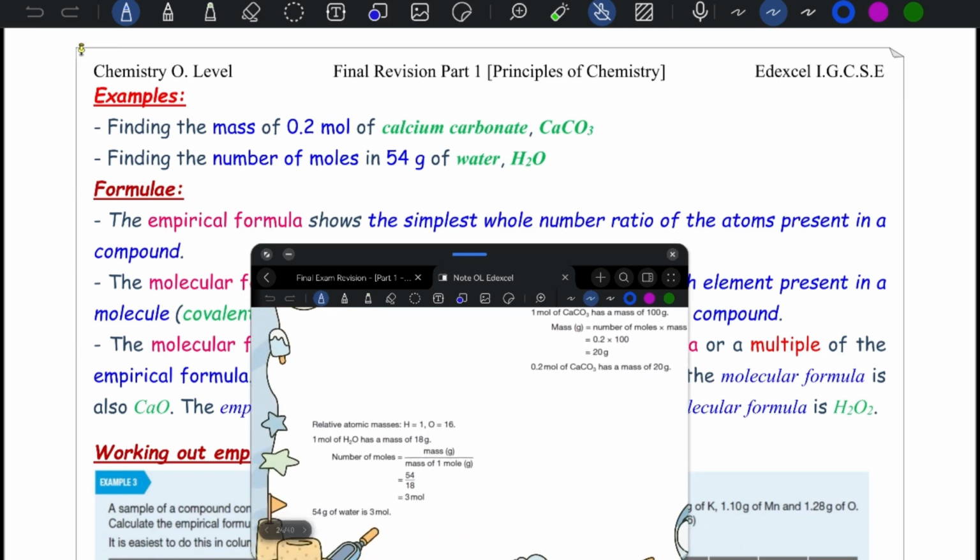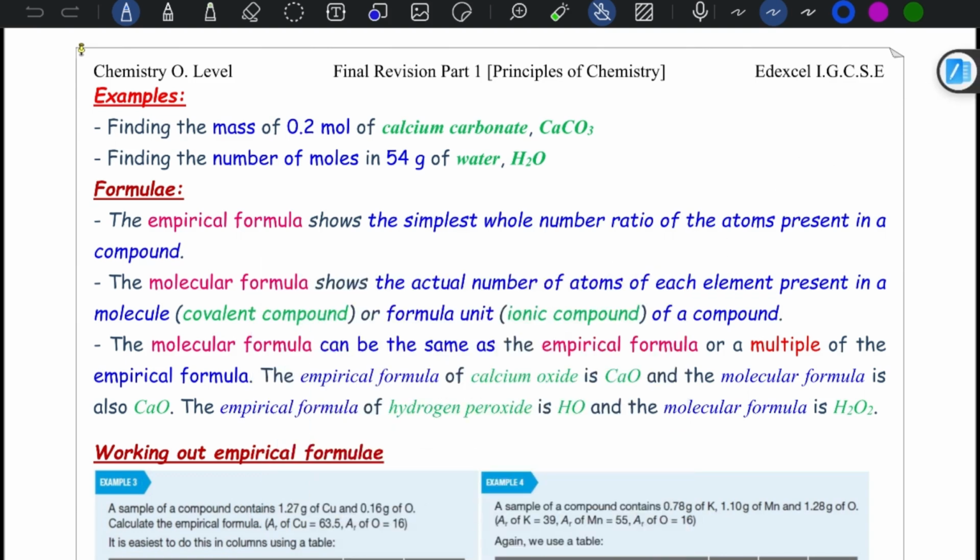The other one: find the number of moles in 54 gram of water. Actually, Mr of water is 18. We calculated this several times. So the number of moles is equal to 54 divided by 18. It gives 3 mole. So 54 gram of water contains 3 mole.